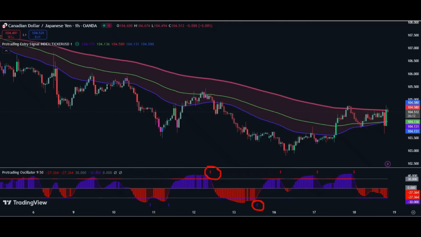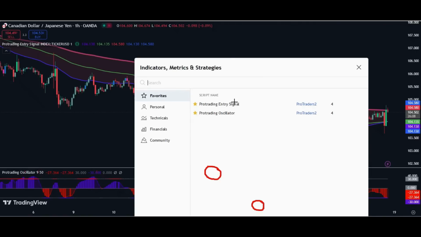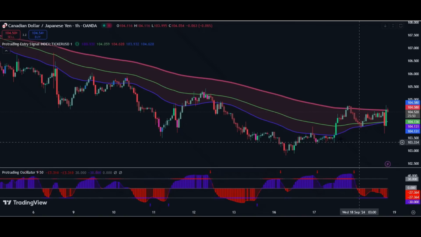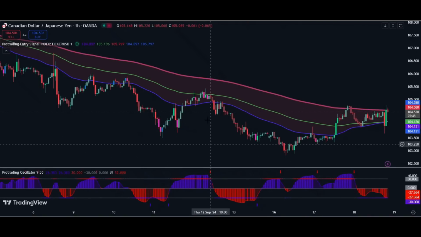So the indicator will be added to your favorites. You will see it like this. You are going to see the two indicators showing on your favorites. Click on them, then you can add them to your chart as what you have here on my chart. Once you have this, it is now the point for us to understand how to use these two indicators to formulate our strategy.